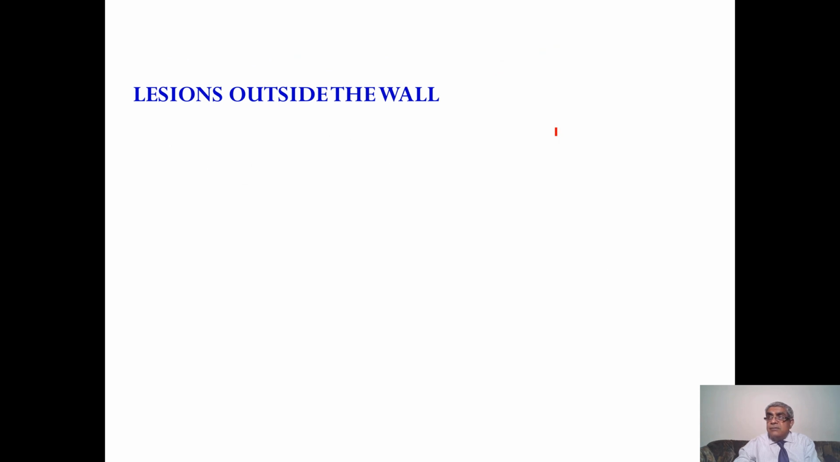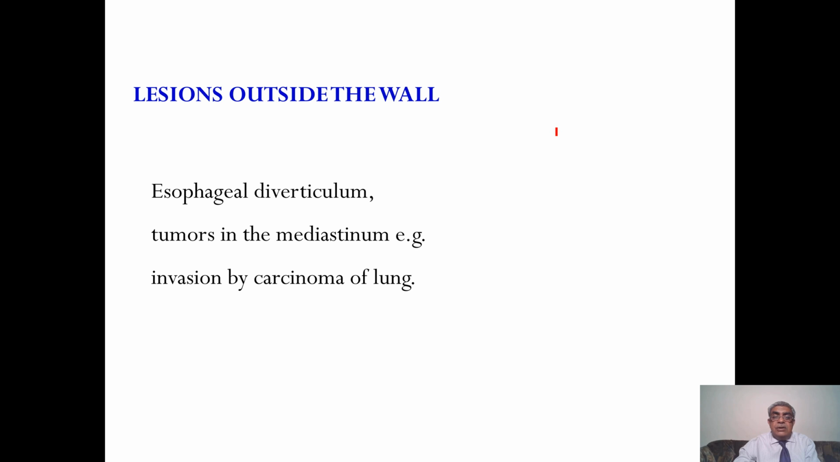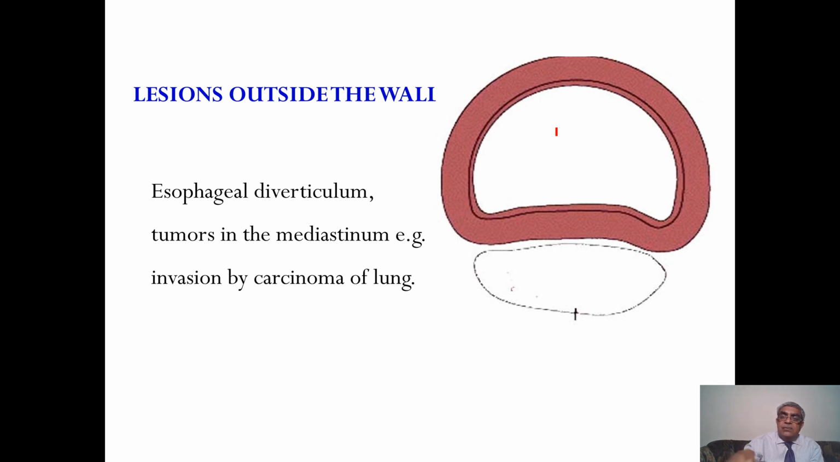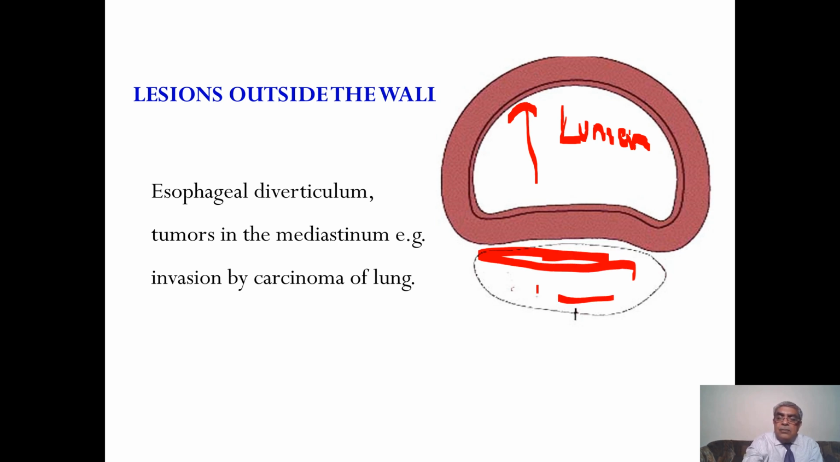Other is something from outside pushing the wall of the esophagus, right? That is esophageal diverticulum, or tumors in the mediastinum, for example, invasion by carcinoma of the lung. Now you see, appreciate. This is the esophagus. This is the lumen, and that lumen is reduced. Why? Something is pushing from the outside.